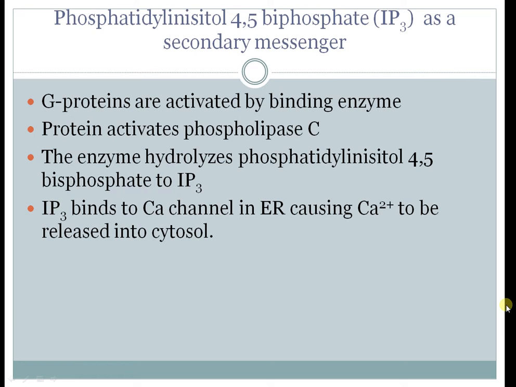Phosphatidylinositol 4,5-bisphosphate and inositol trisphosphate act as second messengers. G proteins are activated by binding, activating phospholipase, and the enzyme hydrolyzes phosphatidylinositol 4,5-bisphosphate into IP3 and DAG. IP3 binds to calcium channels in the endoplasmic reticulum, causing calcium to be released into the cytosol.